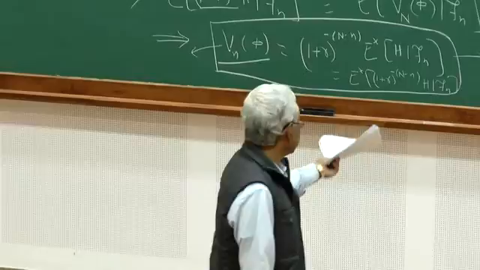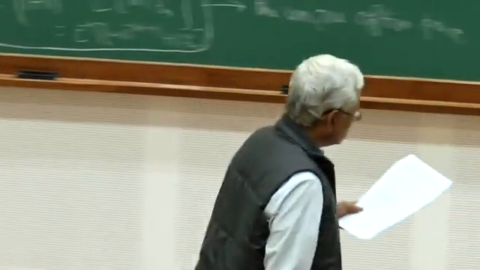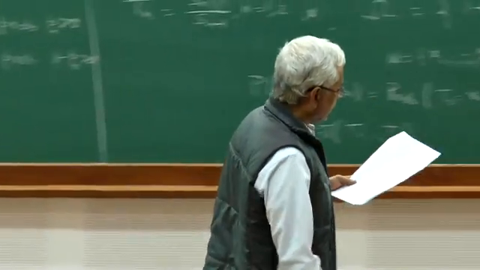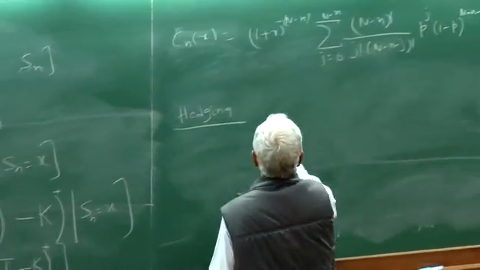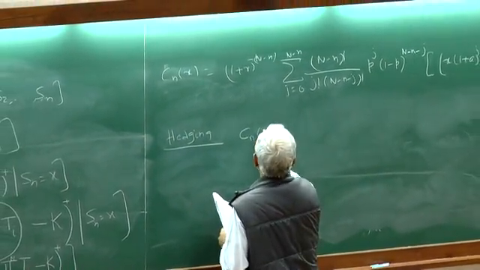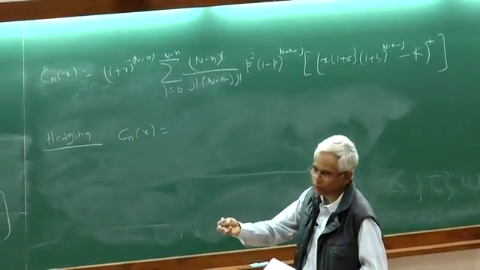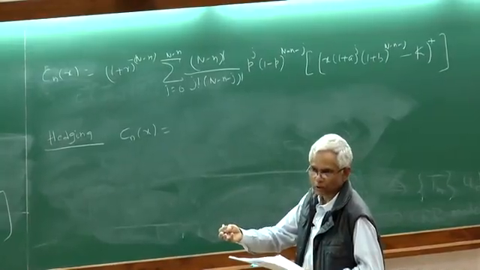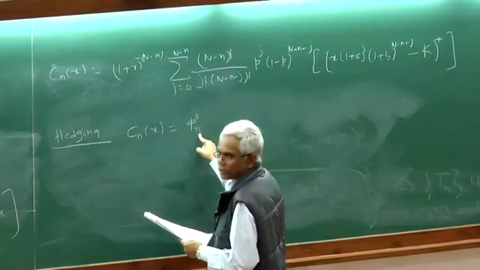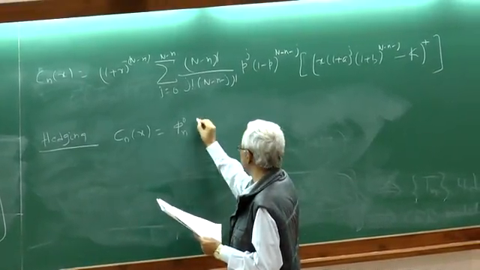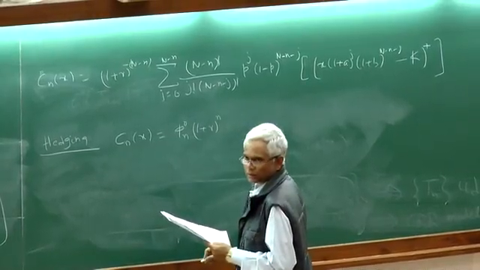Phi need not be unique, but there exists such phi. But in practice, I have to calculate phi, right? So what do we do? Cn x equal to, what is Cn x? This is the option price, right? Option price must be the value of the portfolio, right? The value of the portfolio is, if you use my previous notation, the number of bonds that I have bought, right? This times 1 plus r to the power n, right?